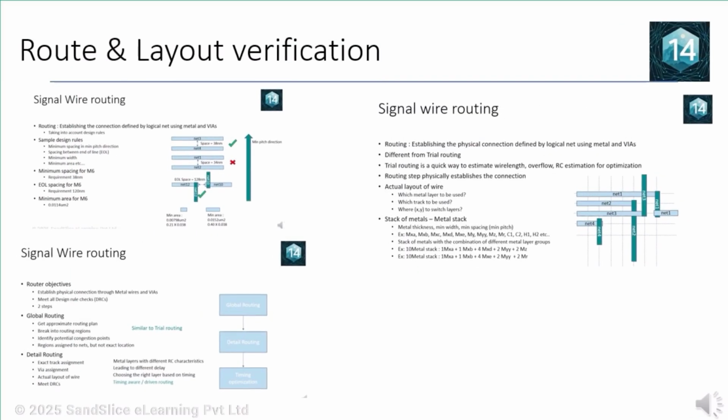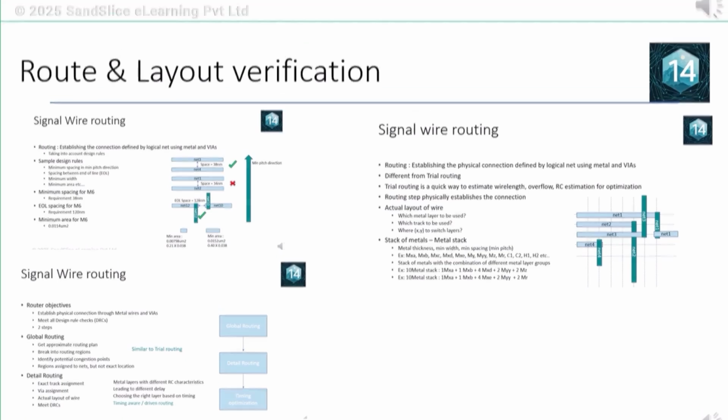If I have a net as part of the timing path, but it's longer, the router can choose to use higher metal layers, which are less resistive than using the lower metal layers, right? So that's all part of timing aware or timing driven routing.